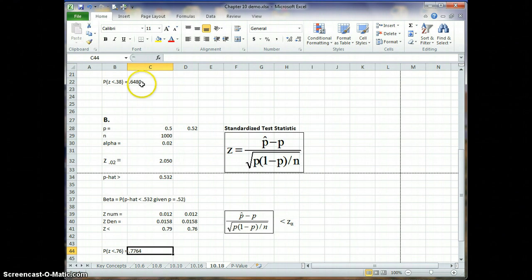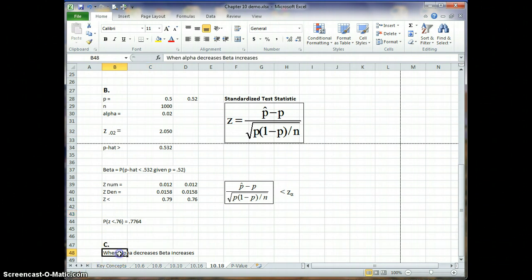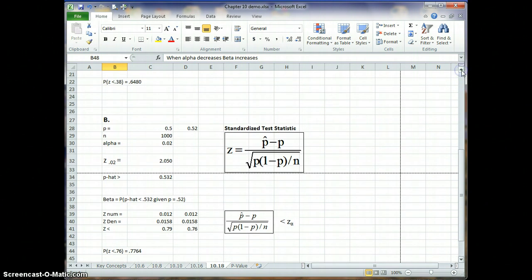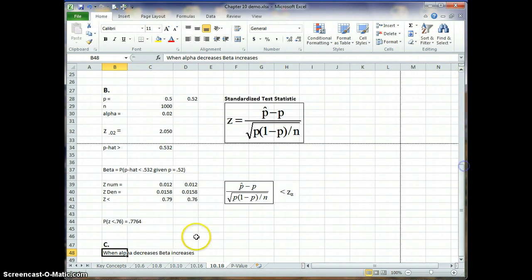It is 0.7764. So from here, the alpha was 0.05, and the beta was 0.6480, and then when the alpha dropped to 0.02, this beta increased. So that's what we get for part C when it asks to describe the effect on beta of decreasing alpha. When we decreased the alpha from 0.05 to 0.02, the beta increased from 0.6480 to 0.7764.